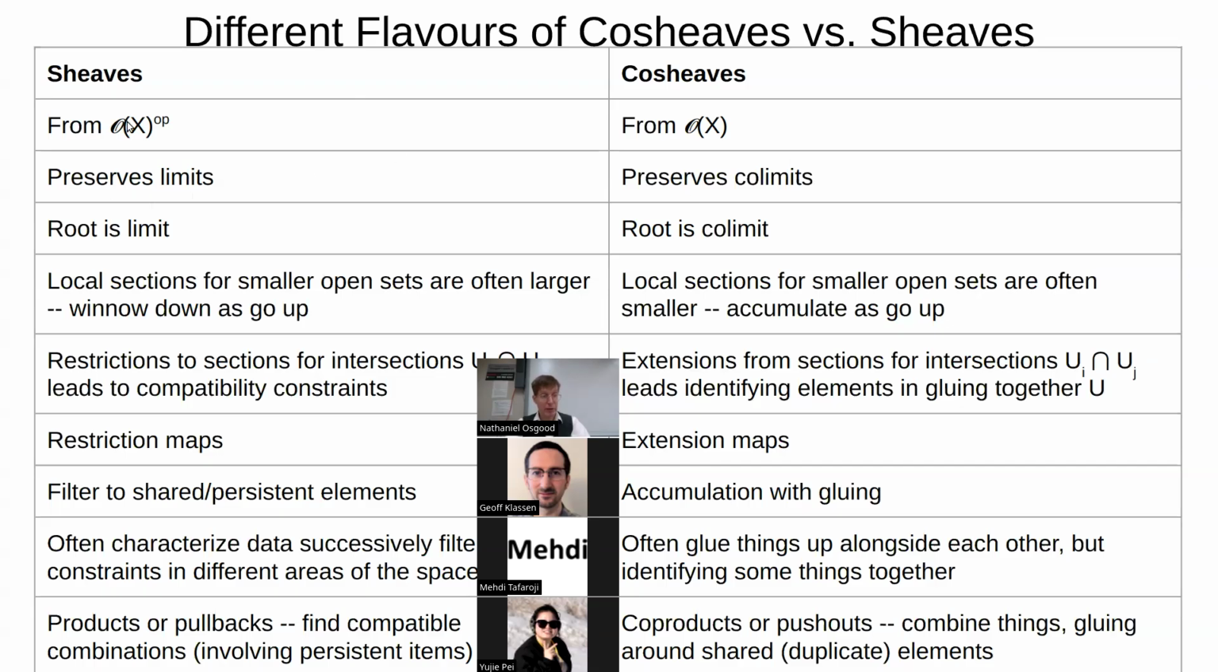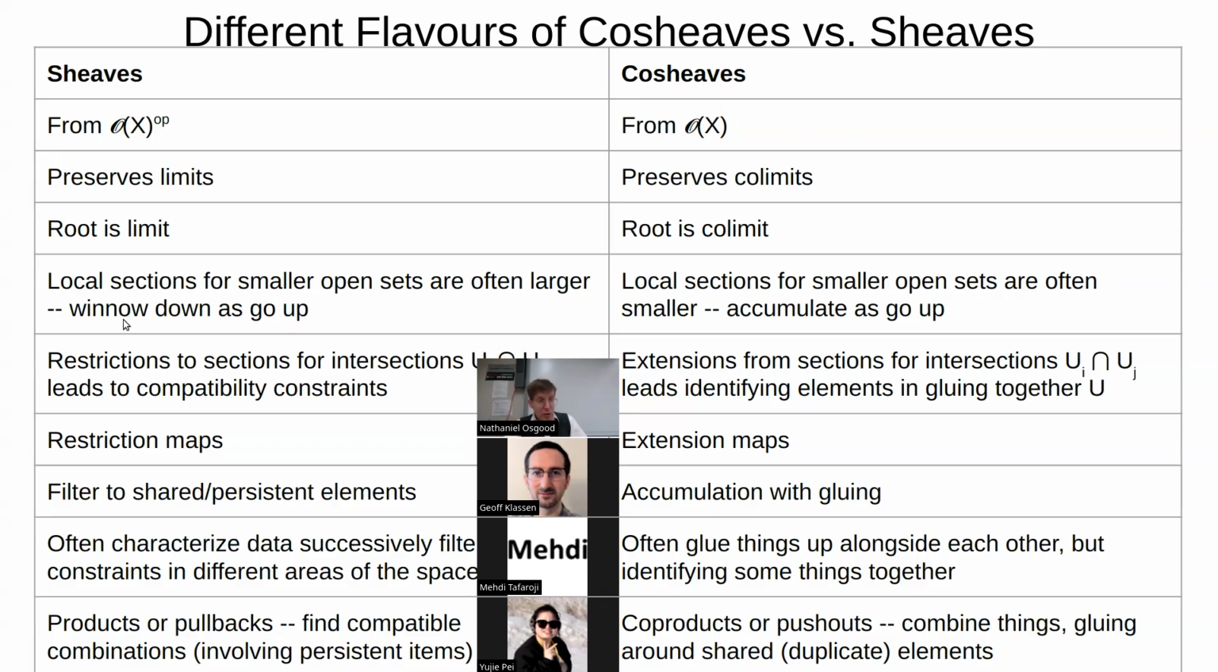So here it preserves limits. So a colimit in opens became a limit in opens op, and it's mapped over to a limit in set. Here, by contrast, we preserve colimits. So a colimit in the opens, which is union, is mapped over to a colimit in set, which is this push-out-like thing, right? It sort of glues things together, but glues around common points. The root over in set is the limit, the root in set is the colimit.